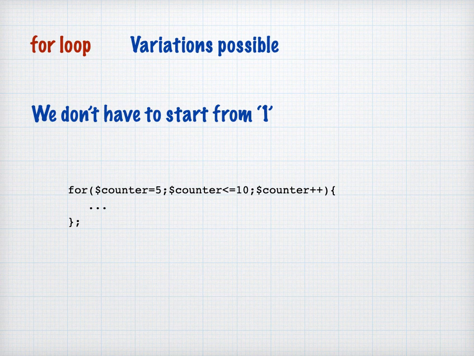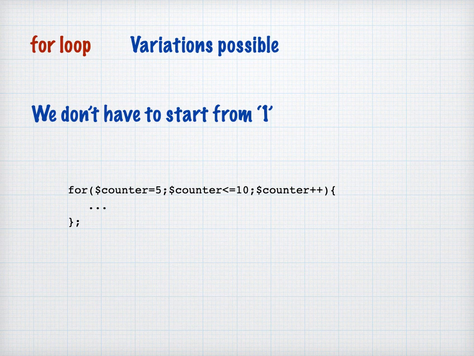So if you look at the first bit before the first semicolon, you can see here it says counter equals 5. So in this instance, our counter will start from 5. And if we just process this loop, we have to think about what's actually going on here. It says the initial value for counter would be 5. Our test says keep on doing the loop while counter is less than or equal to 10. And what will we do each time we go around the loop, we're going to add 1 to counter.